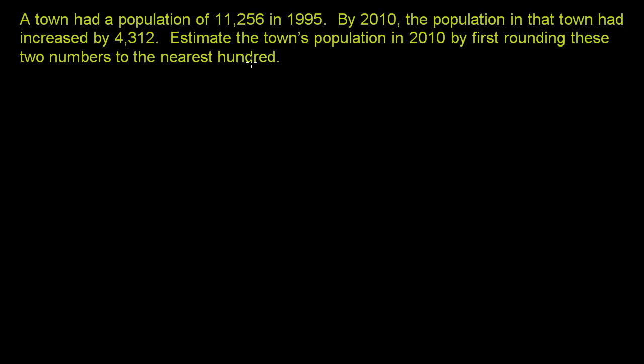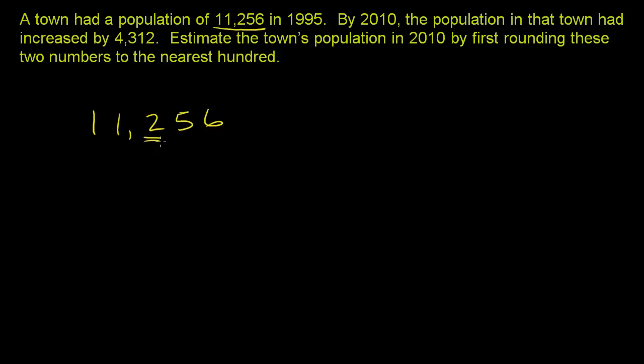So we could figure out the exact population just by adding these two, but they want us to round to the nearest hundred first and get an estimate and then add. So it'll be an estimate of the town's population. So first we have this 11,256. That's the population in 1995. 11,256. We need to round to the nearest hundred.